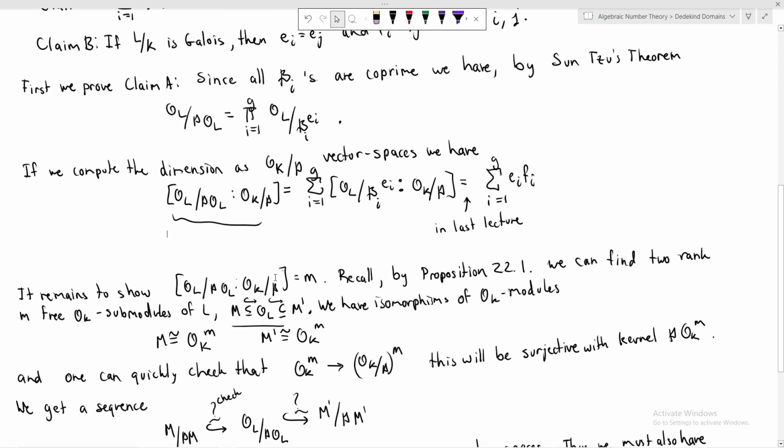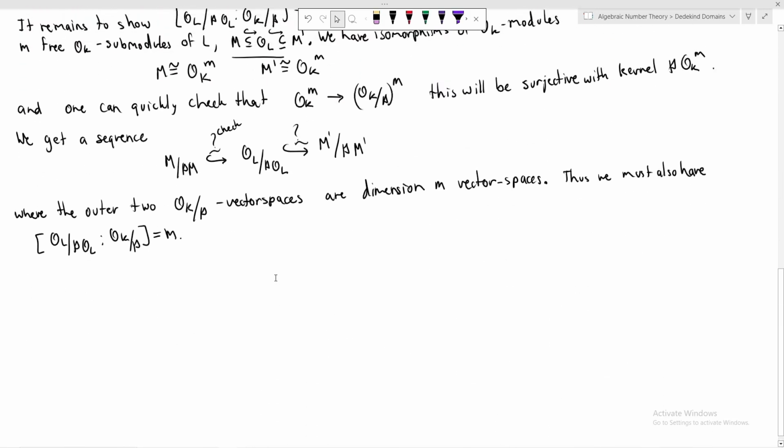Okay, so next let's go ahead and try to prove claim B. And so now we're going to suppose that L over K is Galois. So the key fact that we're going to use here is essentially that the Galois group acts transitively on the primes over little p.